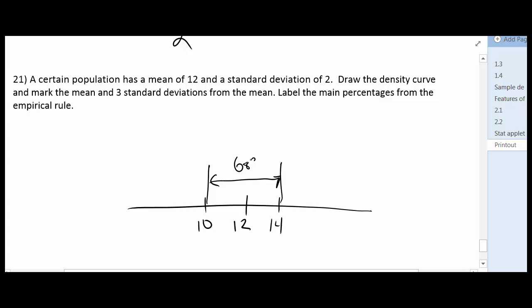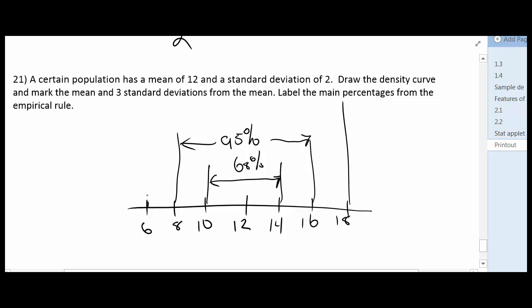Okay, so that's 68% of the data there. If I go one more standard deviation out, so I'm adding and subtracting 2, that puts me at 95% of the data. And if I go one more standard deviation out, that's 99.7% of the data that should fall between this. So that's all I'm looking for on this, is an illustration of if you go certain standard deviations out, what one should see.